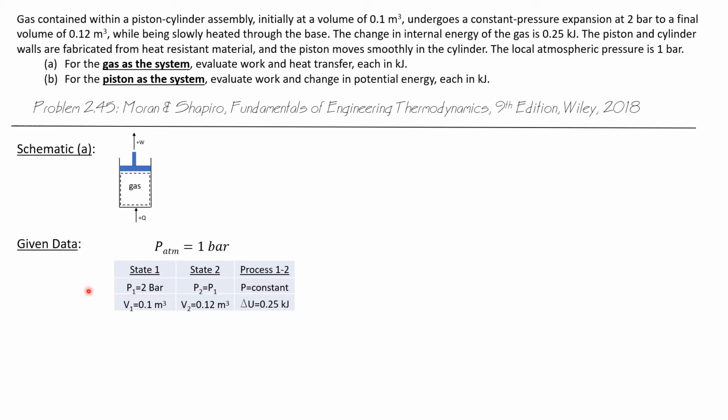We know that at state 1, the pressure is 2 bar and the volume is 0.1 cubic meters. Now state 2 is the same pressure as state 1 because it's a constant pressure process. And the gas expanded to a new volume of 0.12 cubic meters. We know a few things about process 1-2. We know, for instance, that the pressure is constant during this process. We also know that the change of internal energy of the system during the process is 0.25 kilojoules.